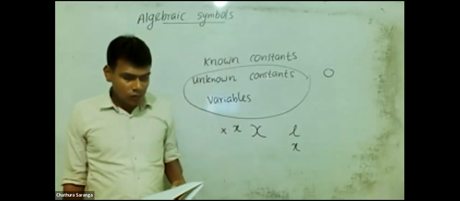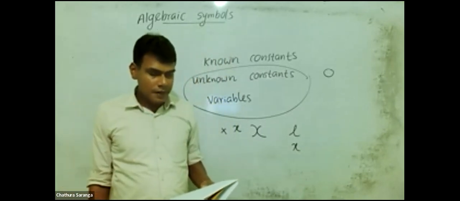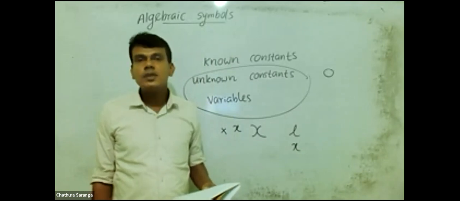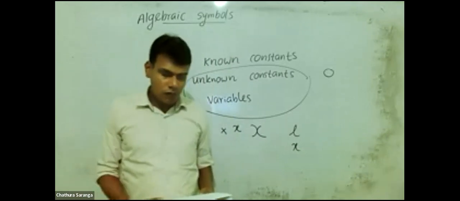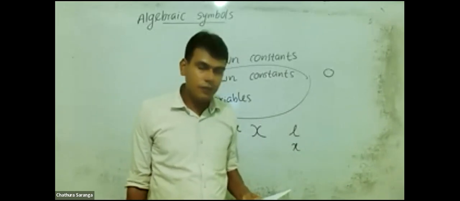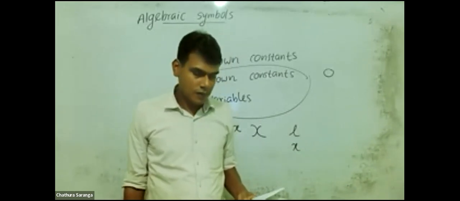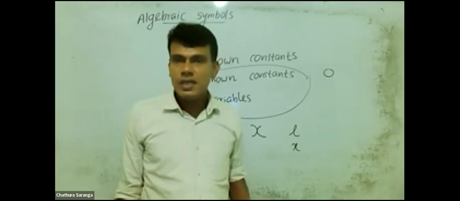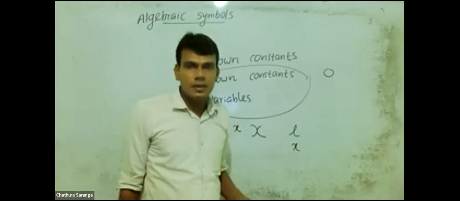Right. Next one. The value of something does not take a fixed value. That value is called a variable.